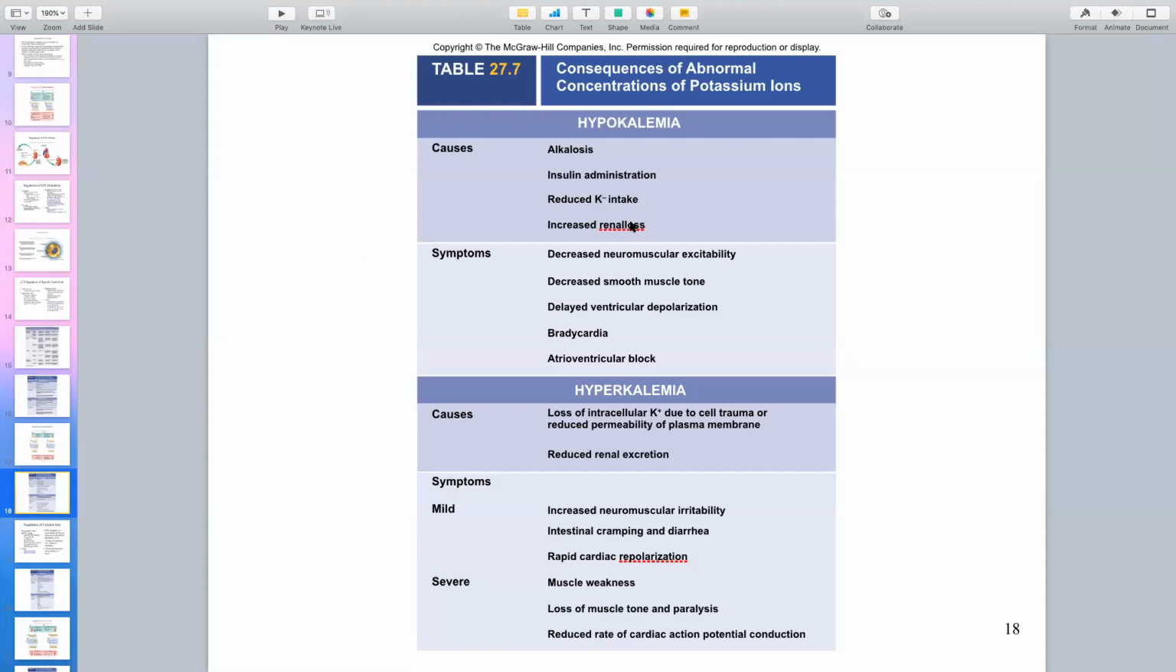All right, so review this for potassium levels. What can cause hypokalemia? Alkalosis, which we'll talk about coming up. Insulin administration, right? Reduced potassium intake. And the effects with low potassium: bradycardia, atrioventricular block, decreased smooth muscle tone, delayed ventricular depolarization. All of these are bad, right? All of these affect your muscles that can be excitable. And the big one is the heart.